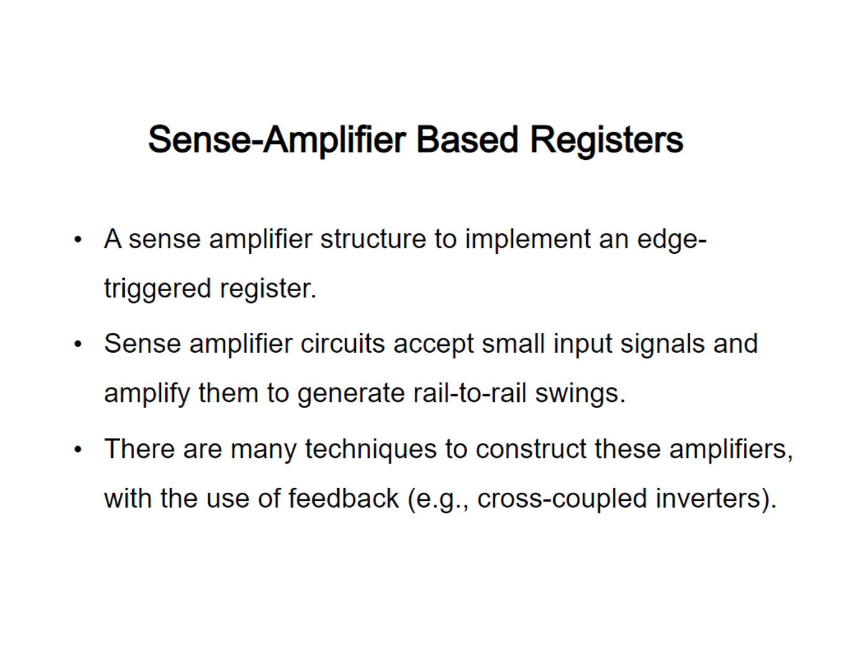Next is the sense amplifier based register. A sense amplifier structure helps to implement an edge trigger register, and this circuit accepts small input signals and amplifies them to generate rail-to-rail swings. This circuit helps to accept small input signals and amplify the difference in the input signals to generate a rail-to-rail swing. The rail-to-rail swing is from 0 to VDD or VDD to 0.